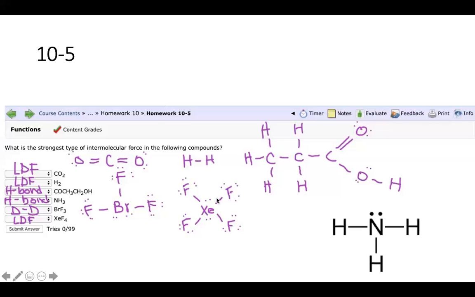The lone pairs on top and bottom will cancel one another out in terms of their dipole moments. And then we have these 4 fluorines all 90 degrees apart, pulling equally away from each other. So those dipole moments will cancel as well. This is going to be a nonpolar compound overall. And XeF4 is only going to display London dispersion force because it's nonpolar.